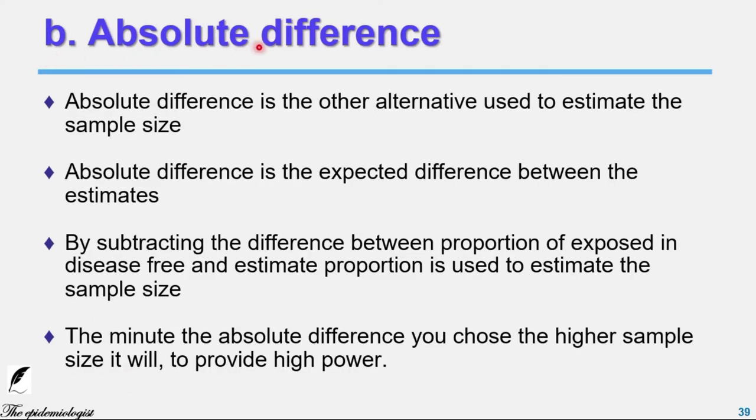The other estimate of the effect size is using an absolute difference. The absolute difference is the other alternative used to estimate the sample size. The absolute difference is the expected difference between the estimates. By subtracting the proportion of those exposed and diseased from the estimated proportion of the disease-free, one can estimate the sample size. The smaller the absolute difference you choose, the higher the sample size will be, to provide high power.